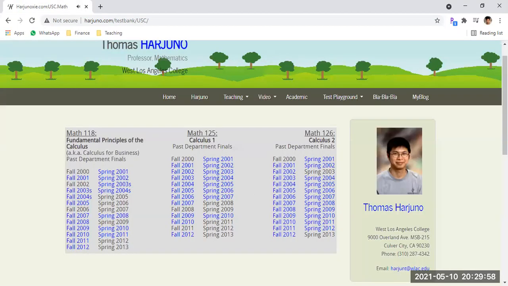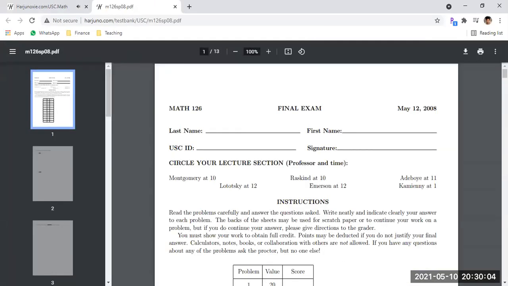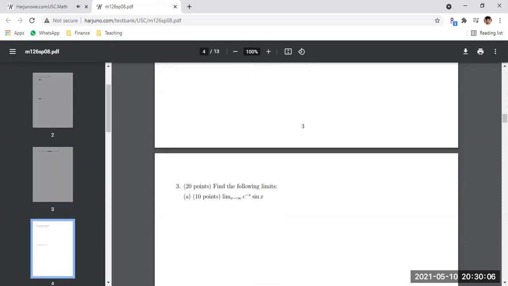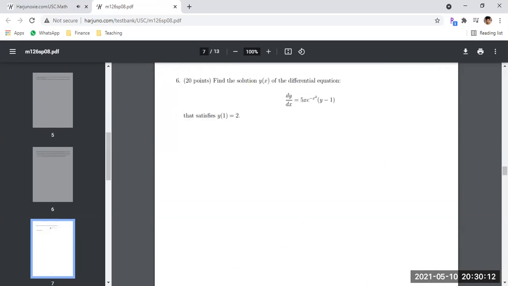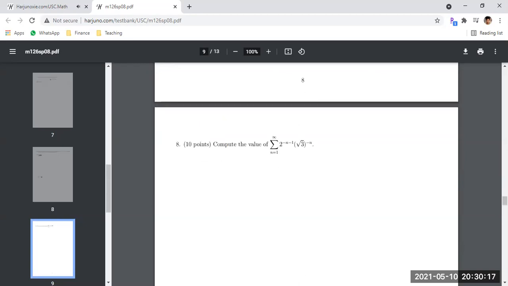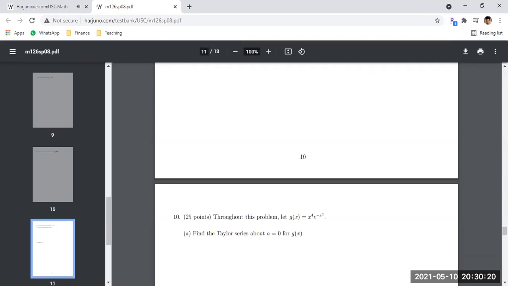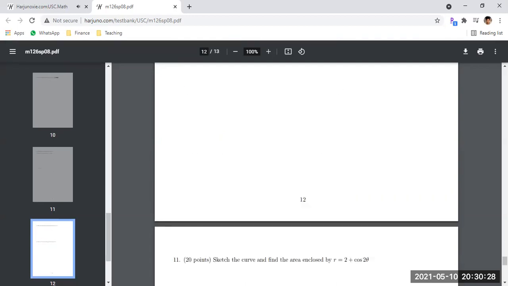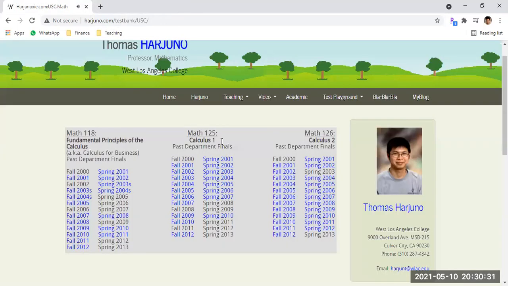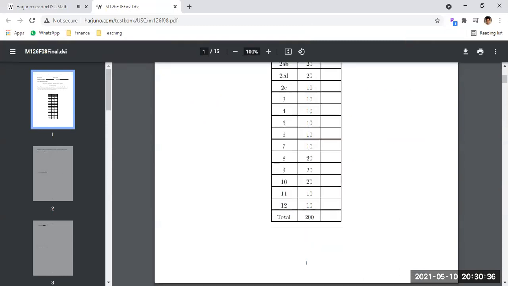Let's see. How about spring 08? No problem can be taken from here, apparently. Okay, so that's where I sometimes take my problems. Of course, not only from here though.